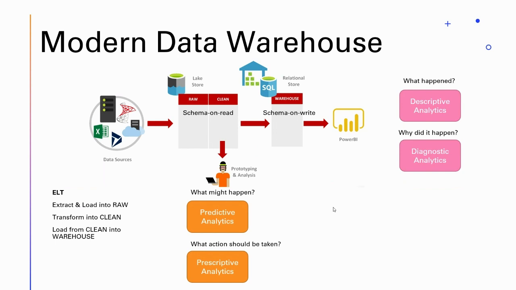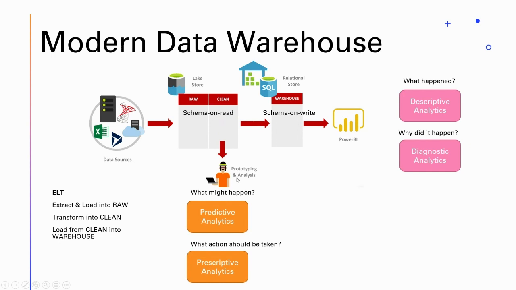Now, if you compare that to the modern data warehouse, this combines the data warehouse and data lake together into a single place. To begin with, you extract all the data from your different source systems and load that into the raw area of the data lake zone. You can then run some transformations and put this into the clean area.